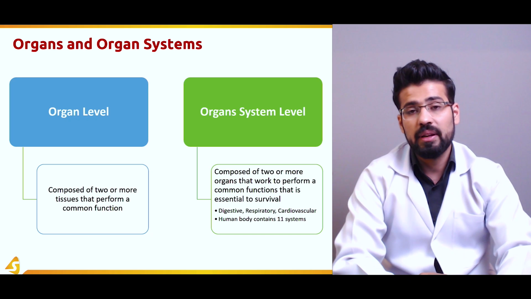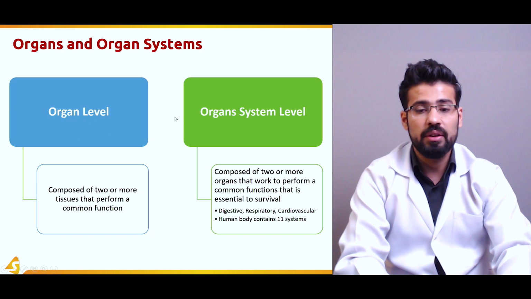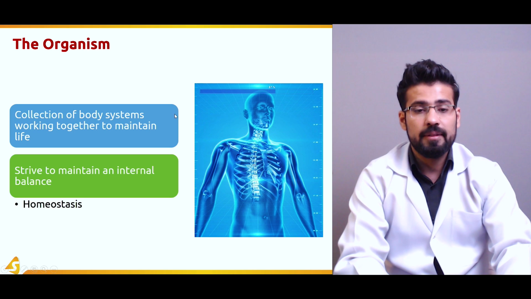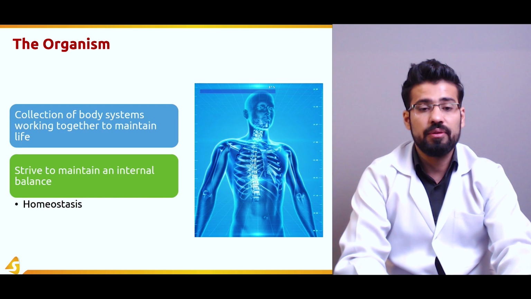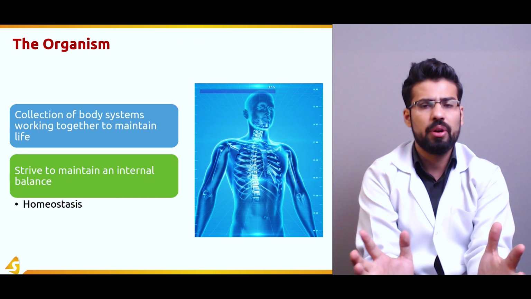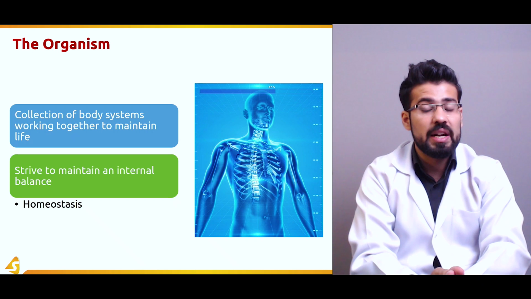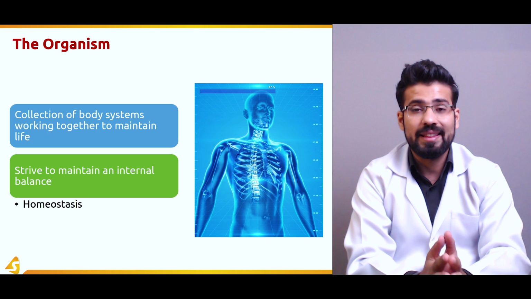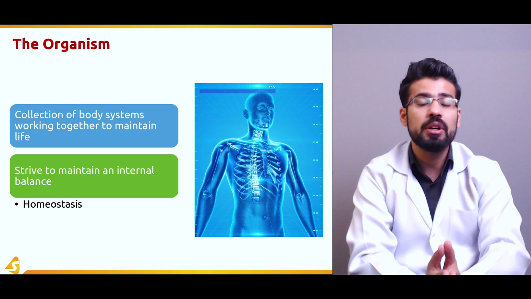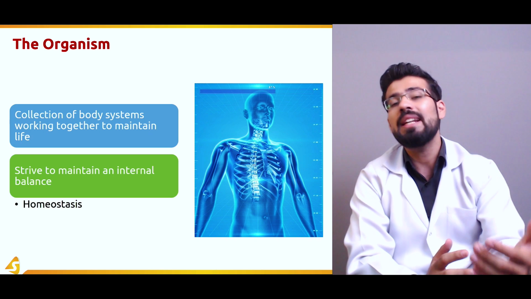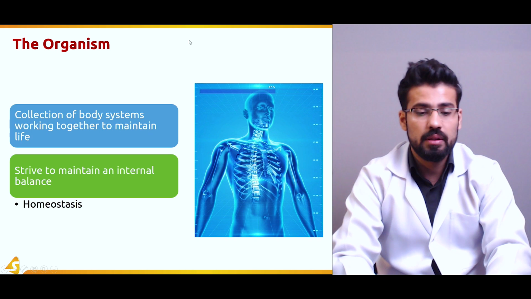The human body, by the way, is composed of 11 organ systems, and we are going to discuss them in the coming slides. After the organs and organ systems, there is the level of the organism, where all of the body systems work collectively to maintain one thing, that is life. All of these systems combined strive to maintain the internal balance at a constant or nearly constant level, and that process is known as homeostasis.